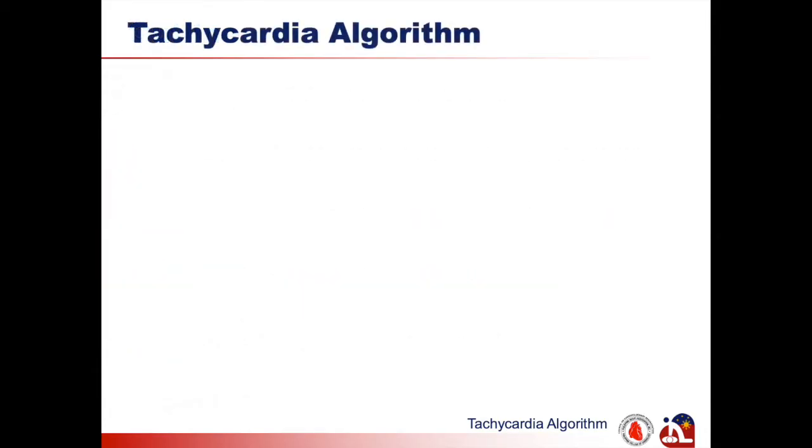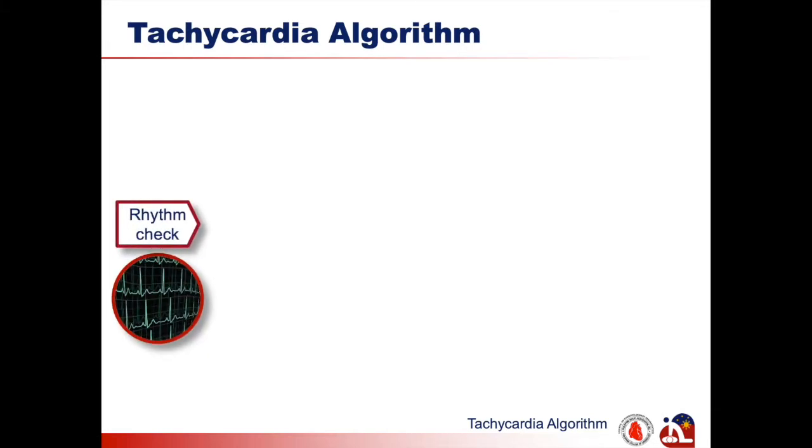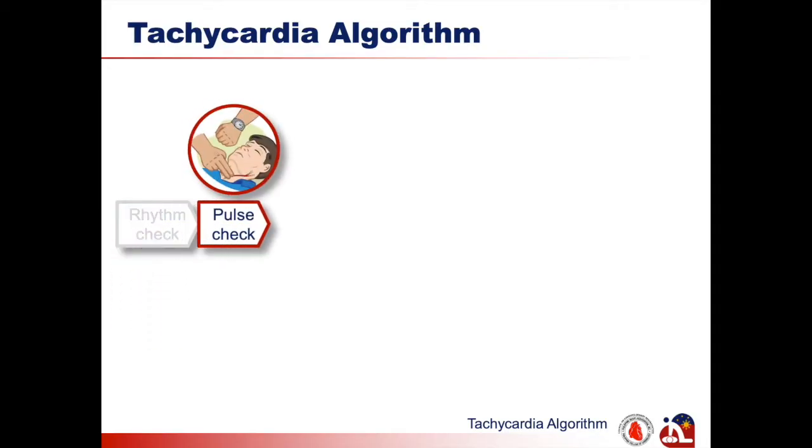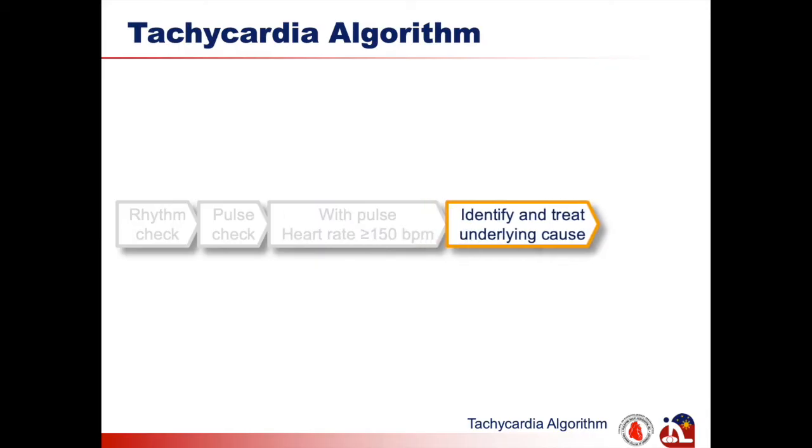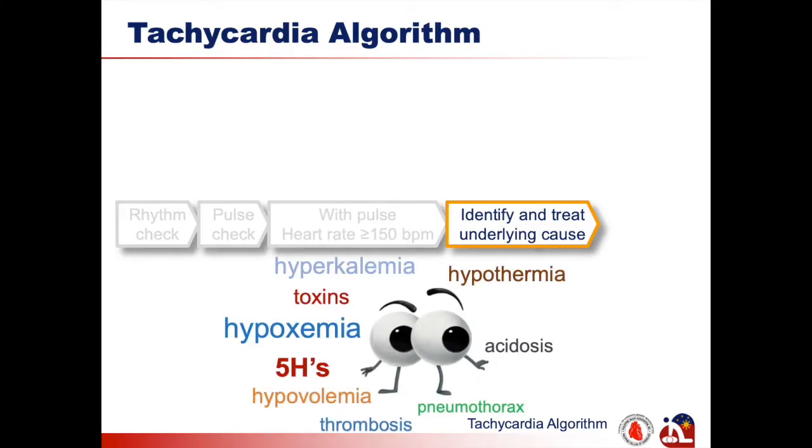The first step in the general ACLS algorithm is to identify the rhythm correctly. Once you have identified the rhythm, you should check for the presence of a pulse within 10 seconds. If a pulse is appreciated, assess the patient's clinical condition, and typically, the heart rate is more than 150 beats per minute. Once assessment is done, identification of causative factors is equally important before initiating invasive interventions, as most of these can be reversible.